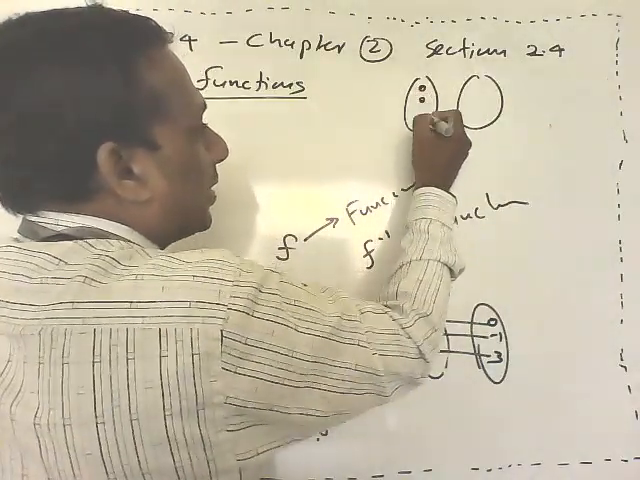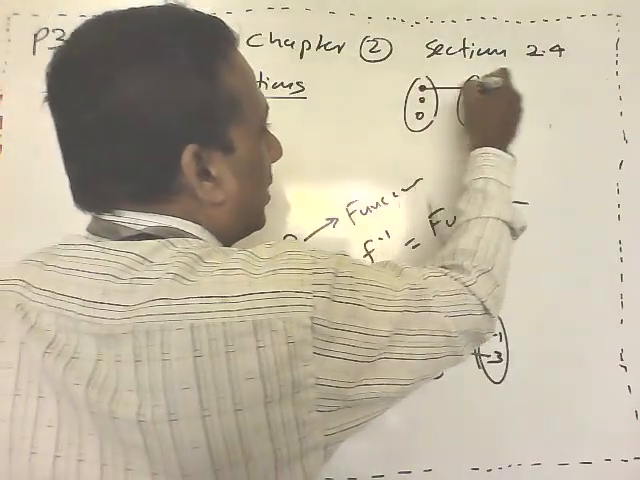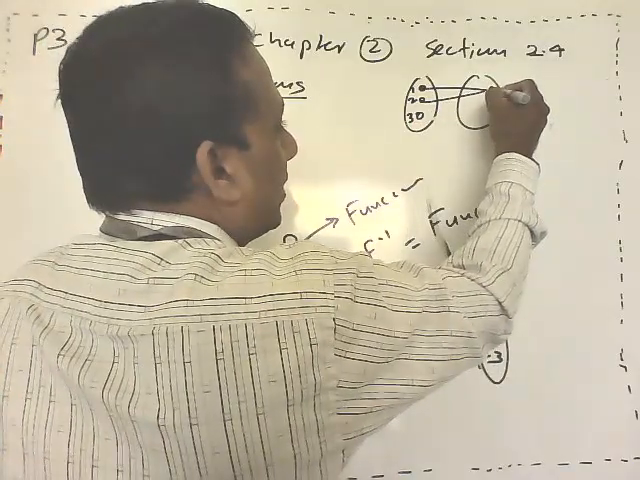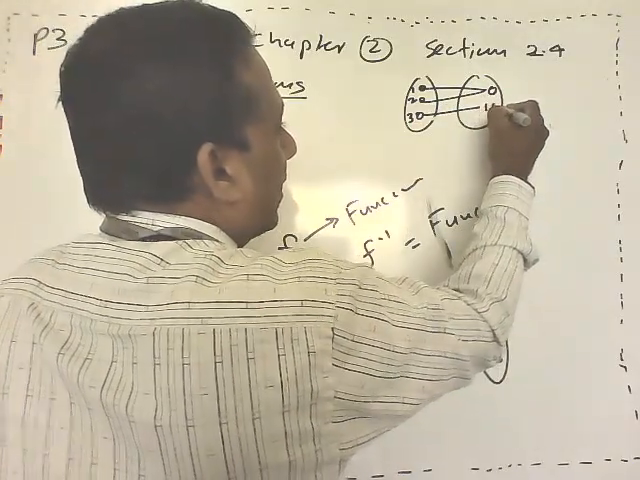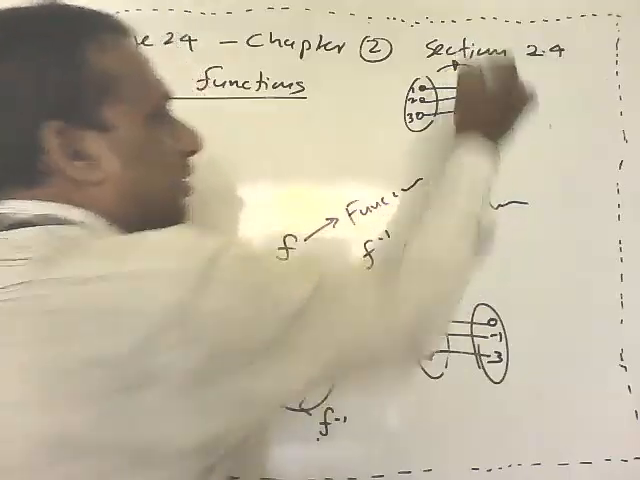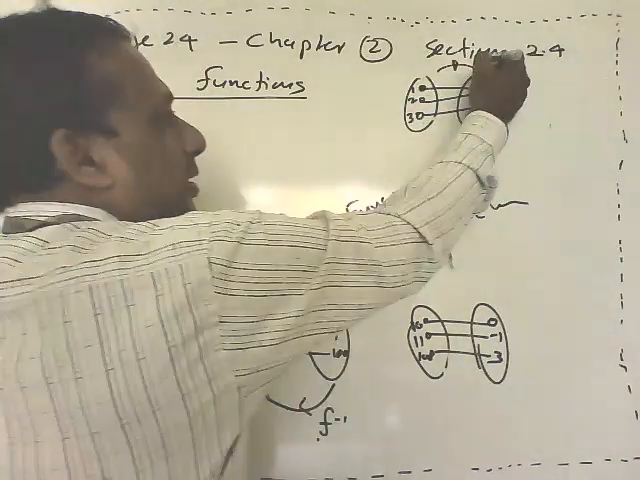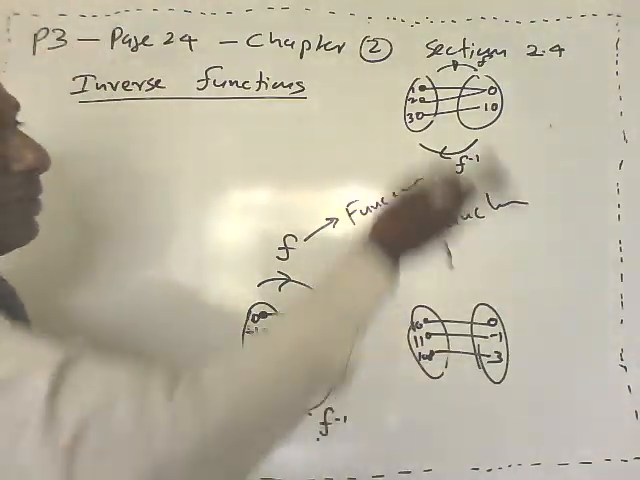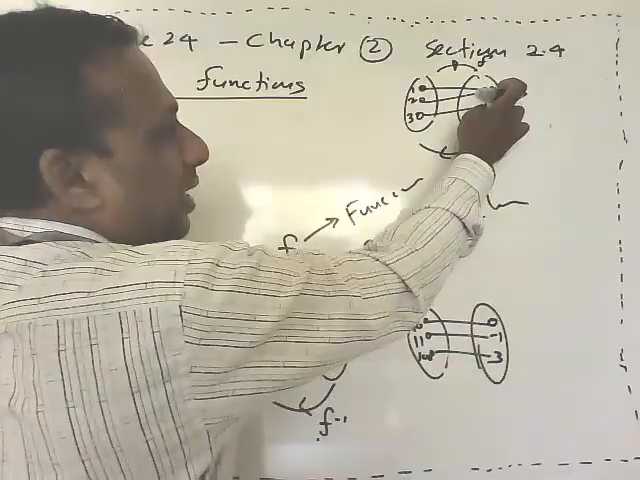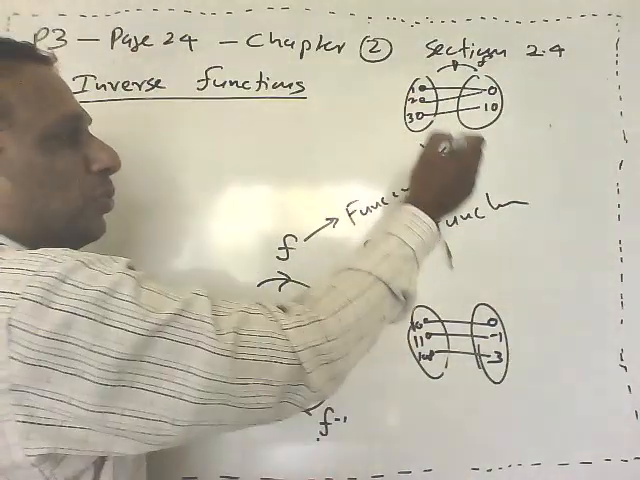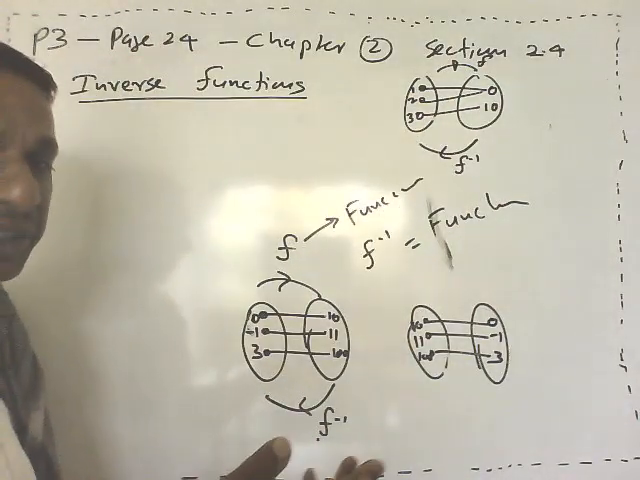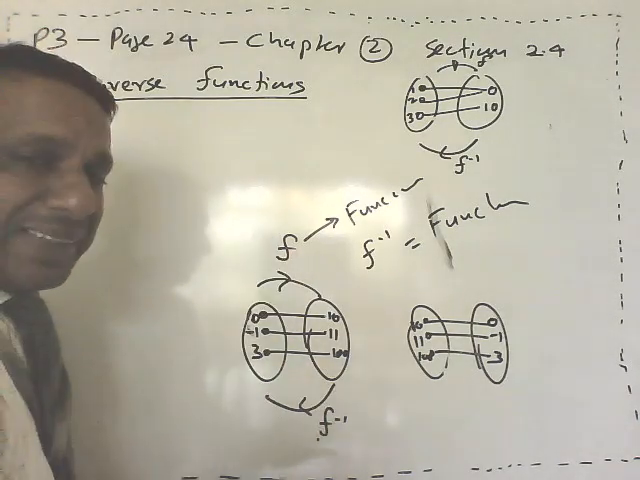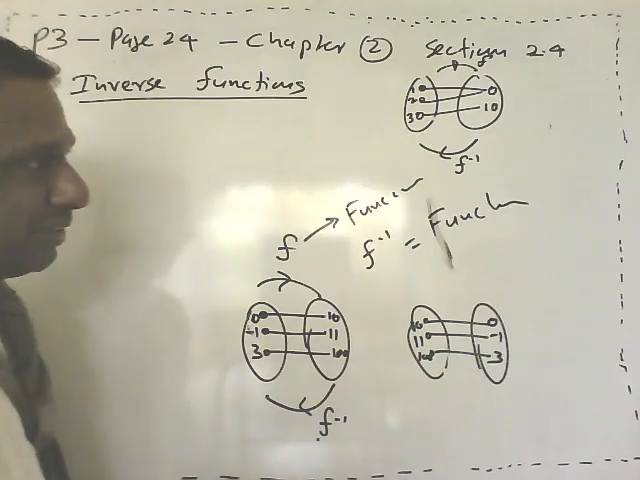But consider a mapping like this, 1, 2, 3, again 0, and we'll say 10. Now this is a function, but the trouble is we can't have an f inverse function. If we consider the opposite mapping, one element is going to get mapped into 2, which violates the definition of a function. So you should remember that in all cases inverse functions do not exist.